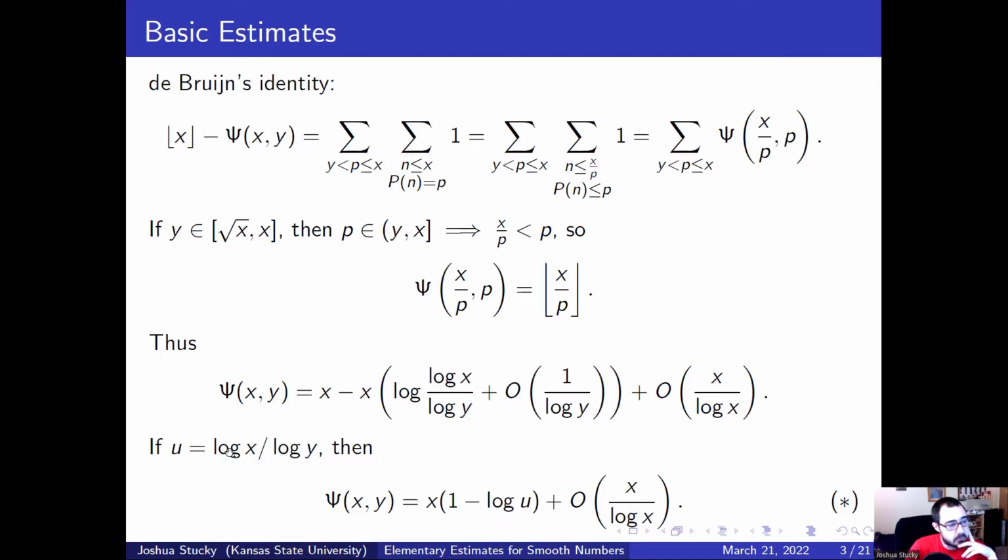And so this is saying that if u is fixed and it's between 1 and 2, that's what y being between square root of x and x means, then the count of smooth numbers up to x satisfies this asymptotic. And I'll say a little bit more about this later on, so that's why I have it starred. So put this in your brain and remember it for later.